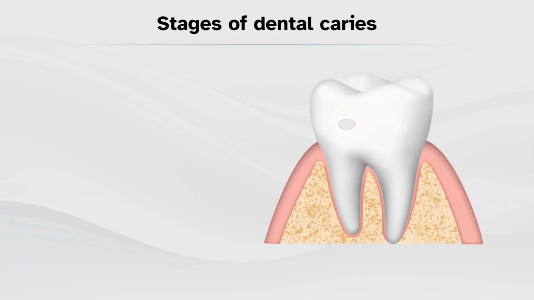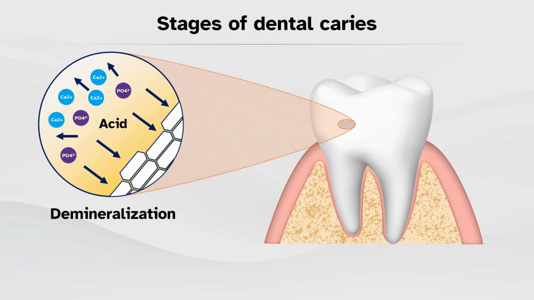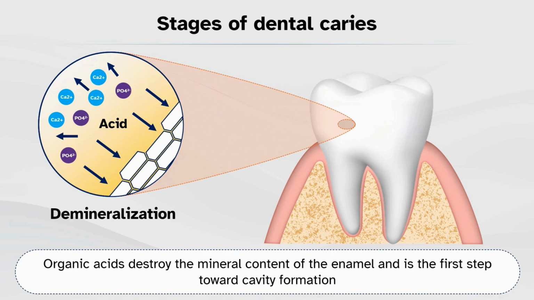Let's now review the stages of dental caries. Dental caries are cavities that form on the tooth surface. It starts with the demineralization of the enamel, which leads to formation of visible white spots on the tooth surface. Demineralization is the process by which organic acids destroy the mineral content of the enamel and is the first step toward cavity formation.